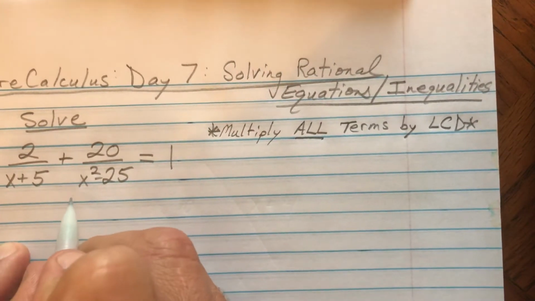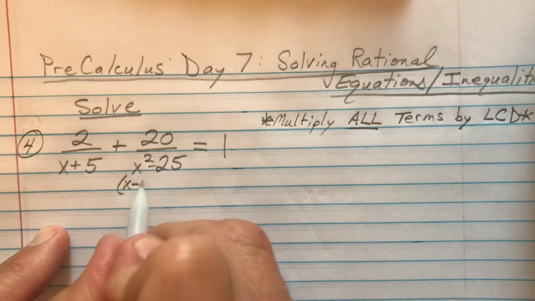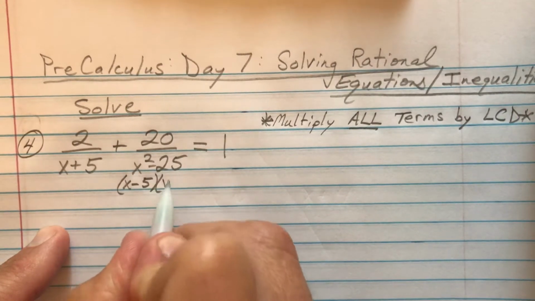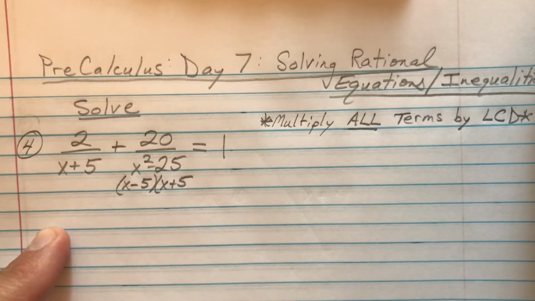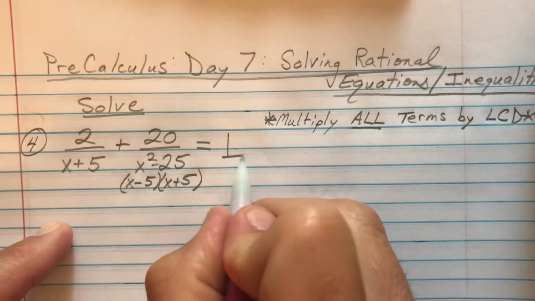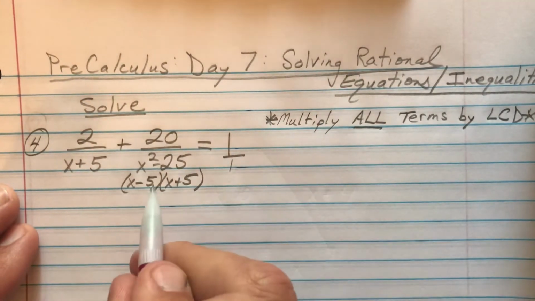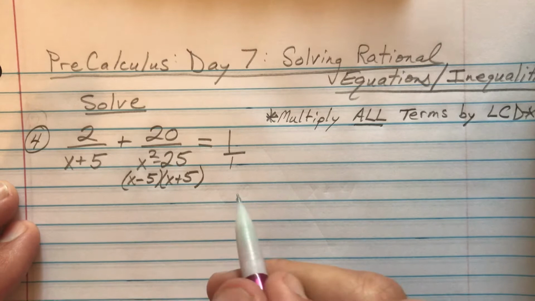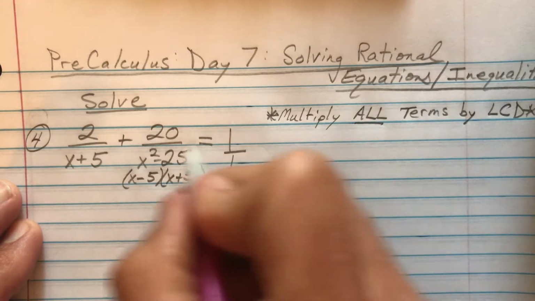So to find the least common denominator, we should factor the denominator. So this is the difference of two squares, which is x minus 5 and x plus 5. And this denominator, of course, is x plus 5, and this denominator is a 1. So let's multiply everything by the common denominator, which is basically 1 of everything. So we'll multiply by x minus 5 and x plus 5.